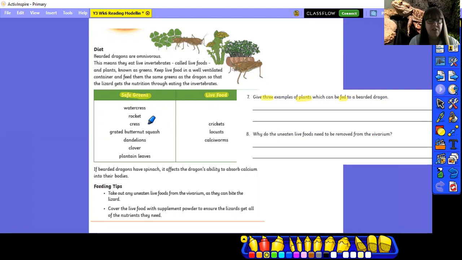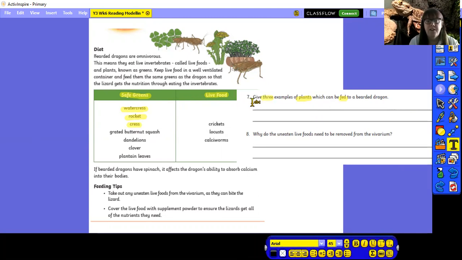Watercress, rocket, cress, grated butternut squash, dandelions, clover, plantain leaves. Right. 3 examples of plants that can be fed. So I need to work out which of these are plants. Are they all plants? Well, I think we could probably go for things that we are sure would be classed as plants. So watercress plants, rocket plants, and cress plants. I'm happy that those 3 would be considered to be plants.